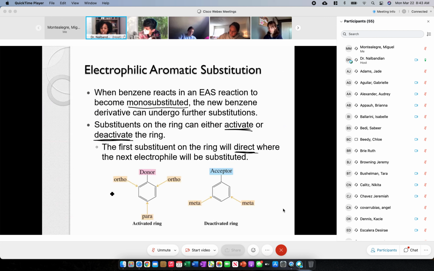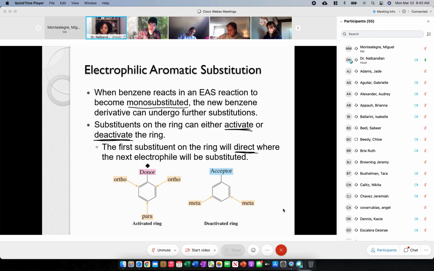It's going to do two things. It's going to either activate or deactivate, and it's also going to direct where the next reaction is occurring. So they're showing you here something that we'll learn about more. So this is just a brief introduction.